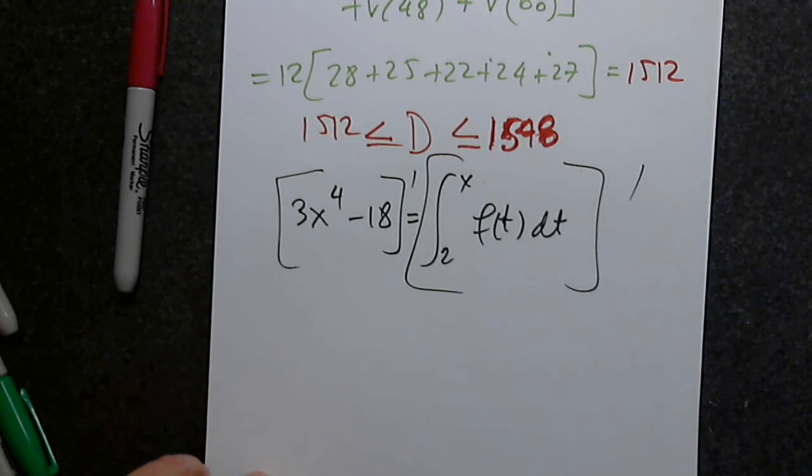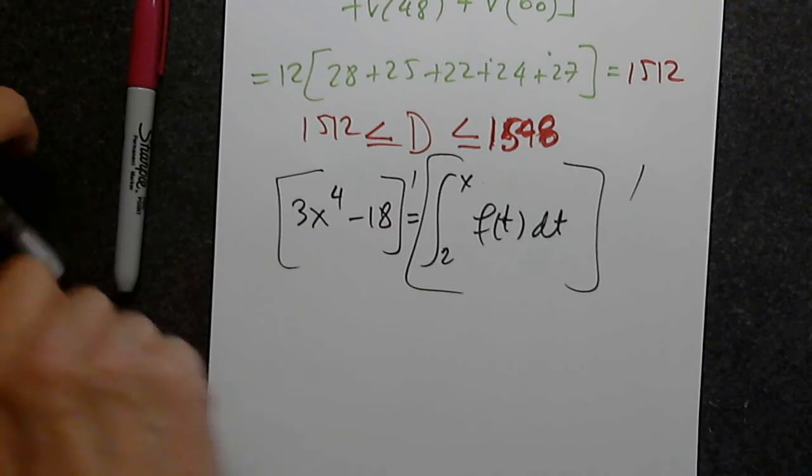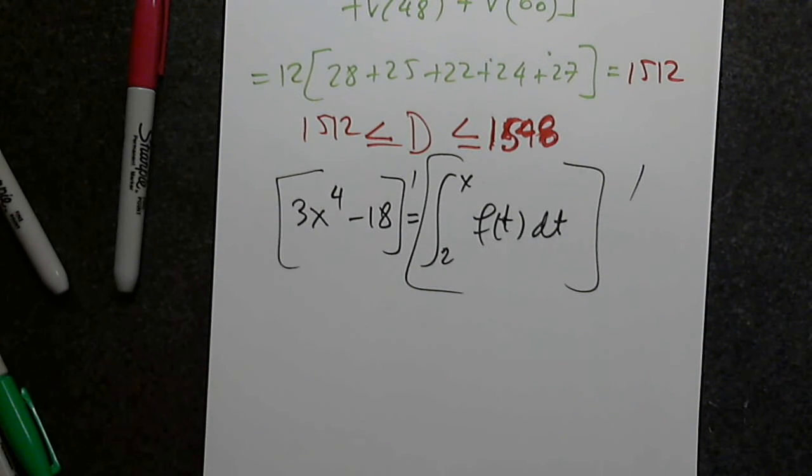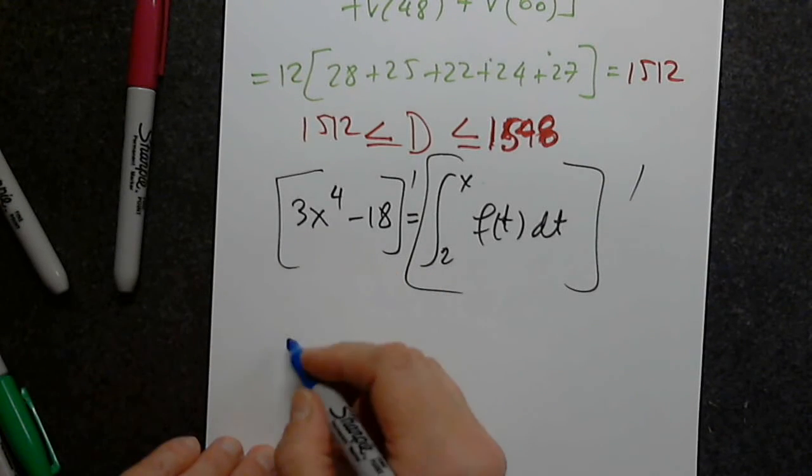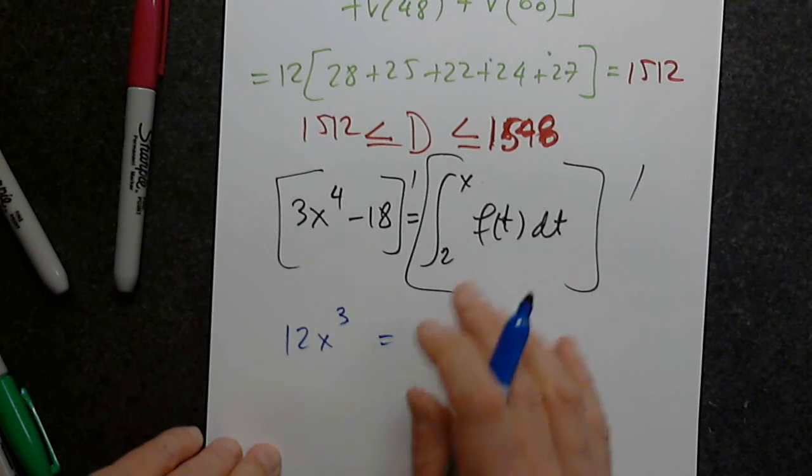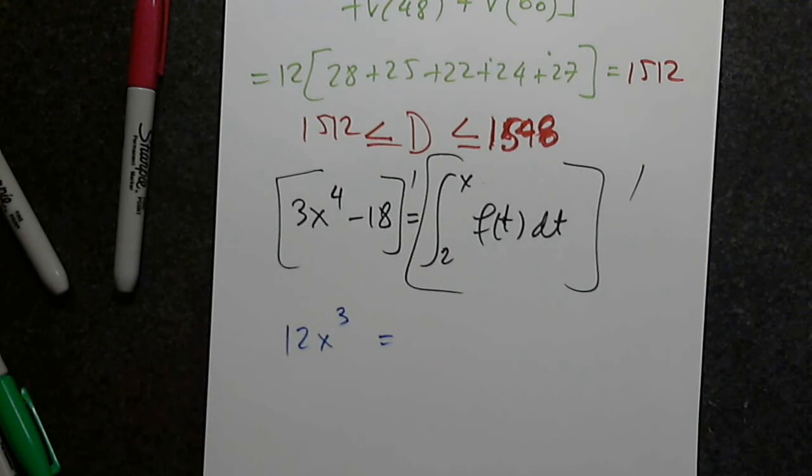So what do we have on the right-hand side then? Say it again. Which one? The left-hand side is indeed 12x cubed, but what about the right-hand side? We just did a problem like this a few minutes ago.